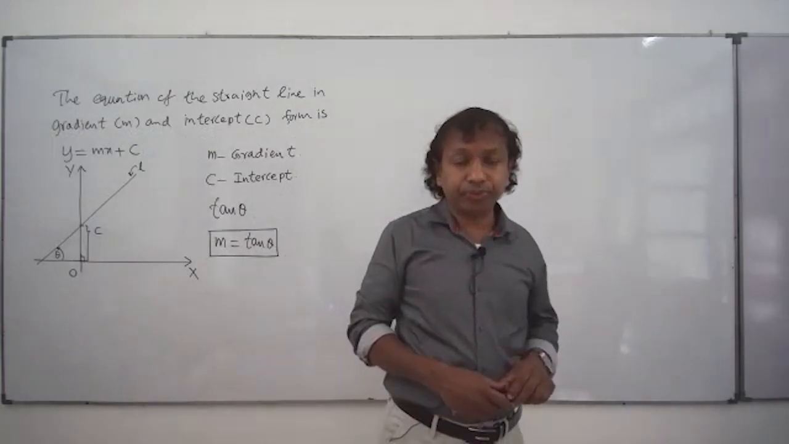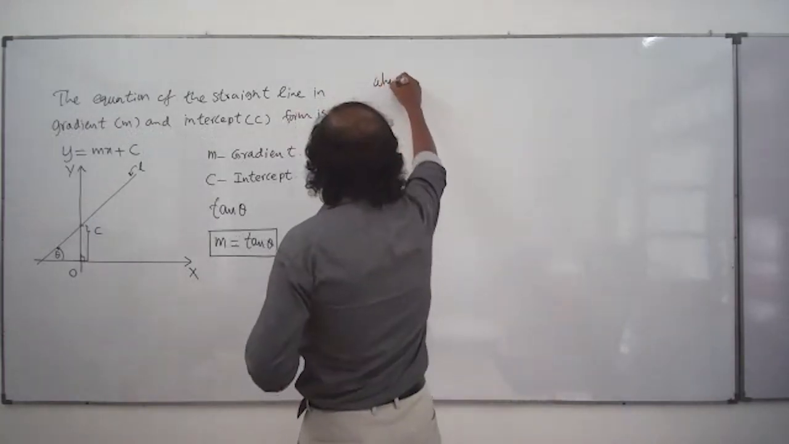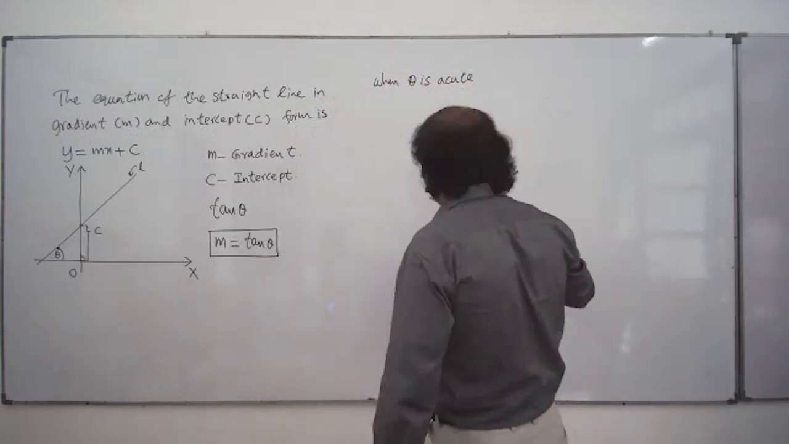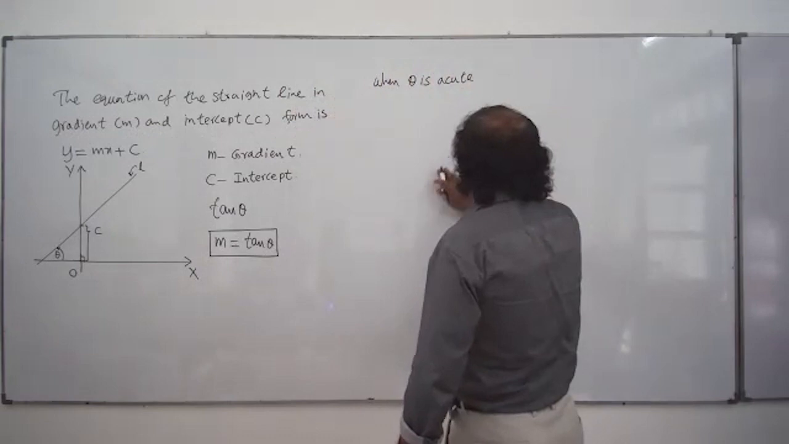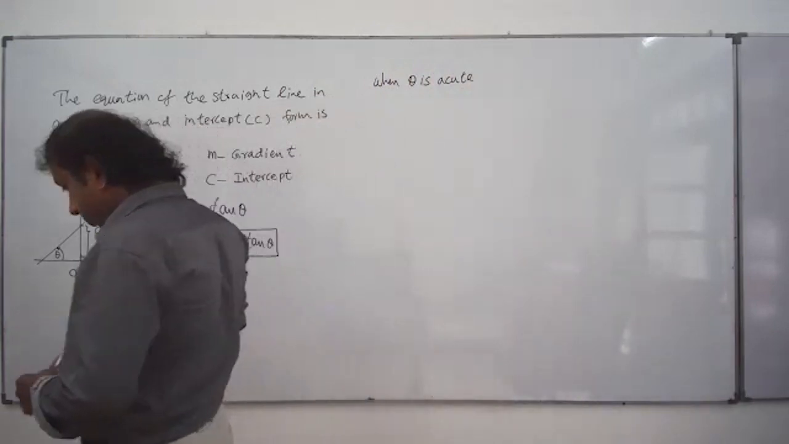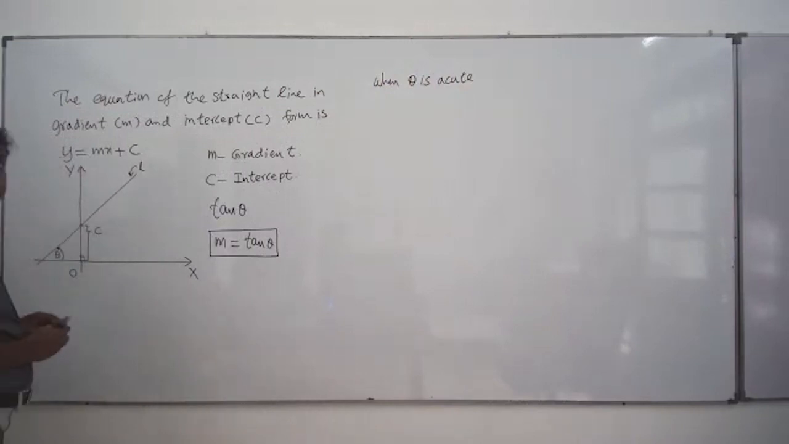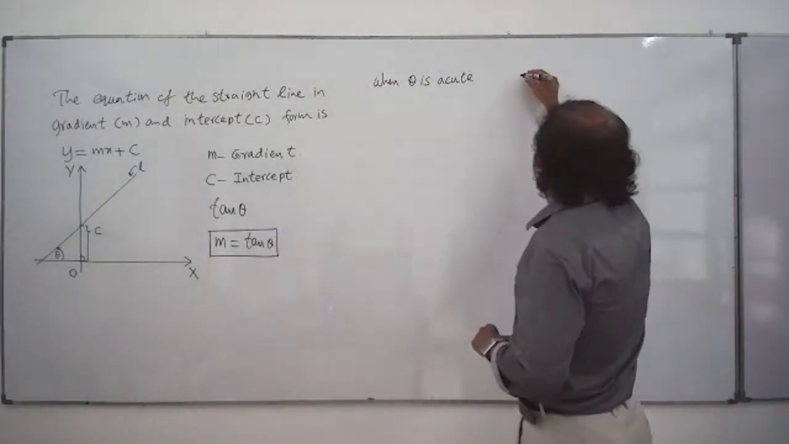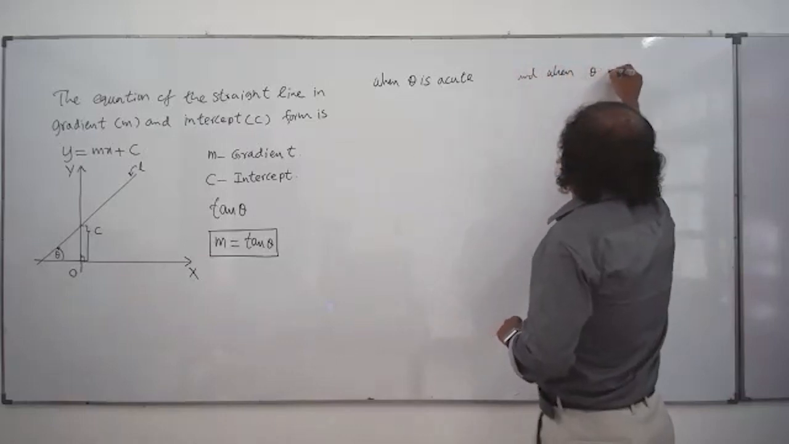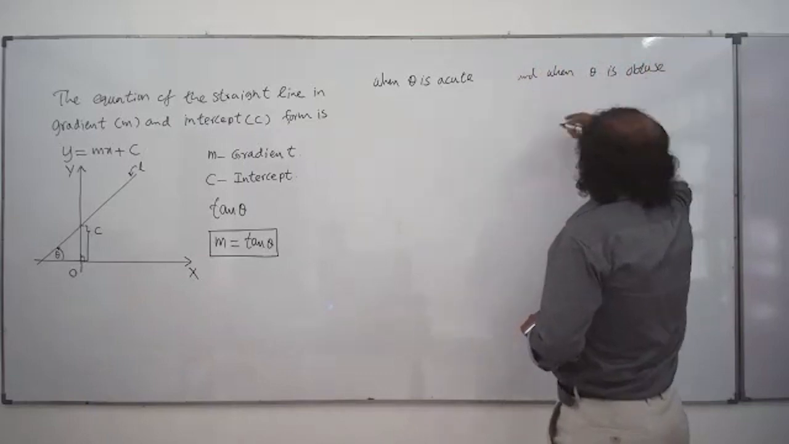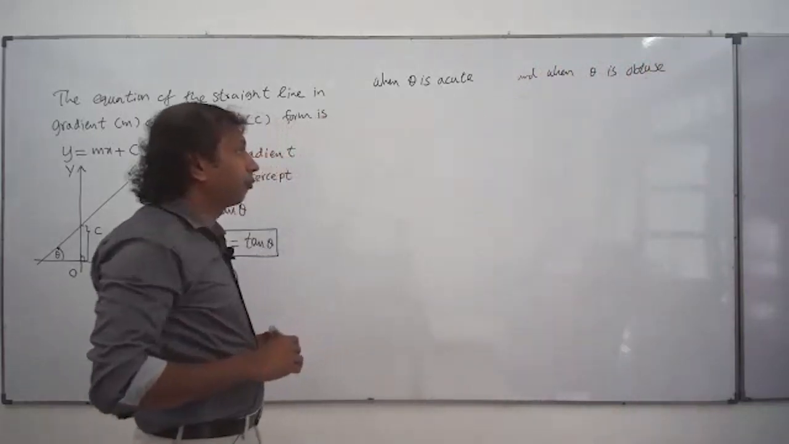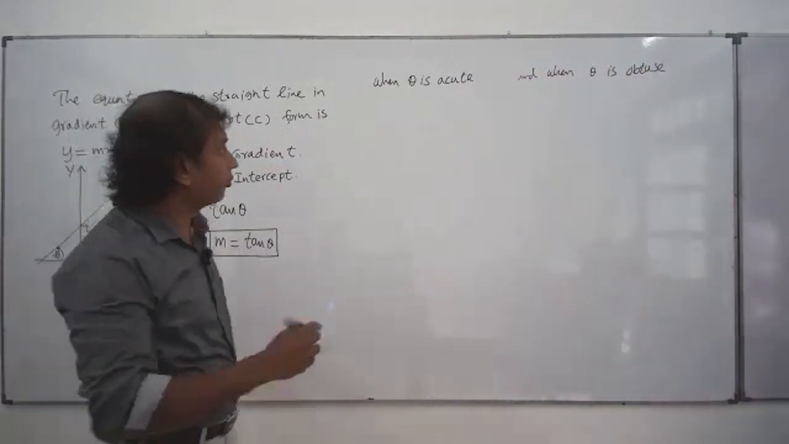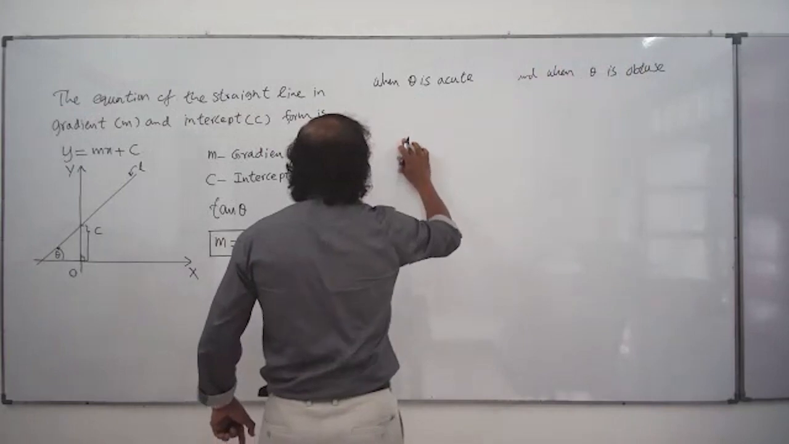Write down starting from new line. When theta is acute, the gradient of the line is positive, and when theta is obtuse, the gradient of the line is negative. The gradient of the line is negative.